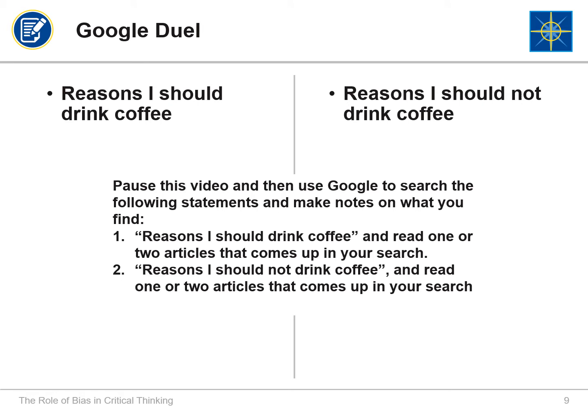To gather your data to answer this question, please pause this video and use Google to search the following: reasons I should drink coffee. When you Google this, take a minute or two to read the first few items that come up in your search and make notes on the information that you find in your workbook or on a piece of paper. Once you have done this, repeat the process with the search, reasons I should not drink coffee. Again, read one or two items that come up in your search and take a couple of notes on what you find. Resume the video when you're ready.